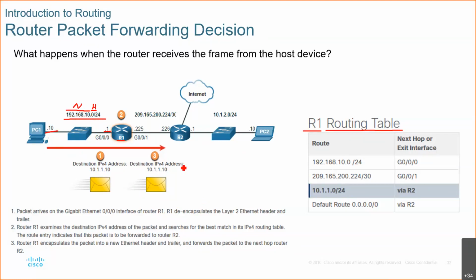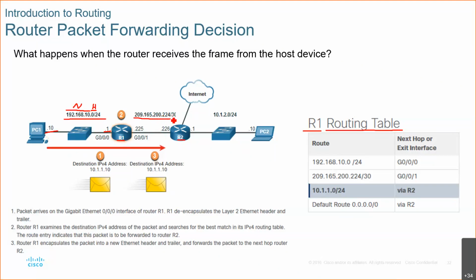Now there's another network between R1 and R2. What is the network address? It is 209.165.200.224, /30. See, not /24, /30. So when you say /30, what does it mean? How do you divide it? You're stuck, aren't you? Okay, don't be stuck.